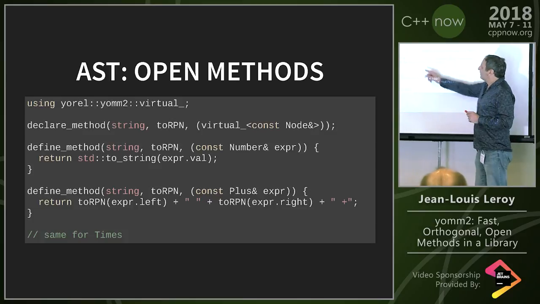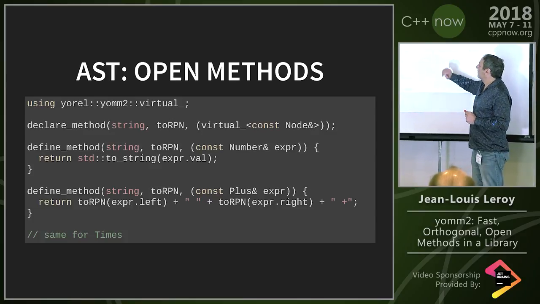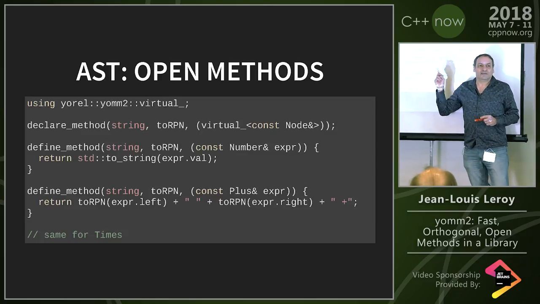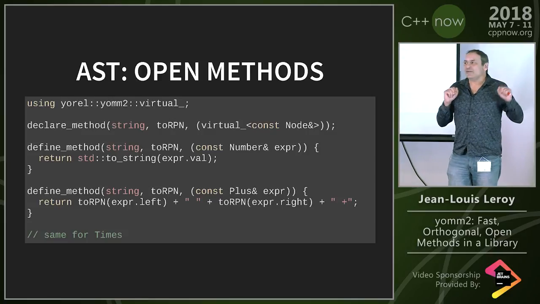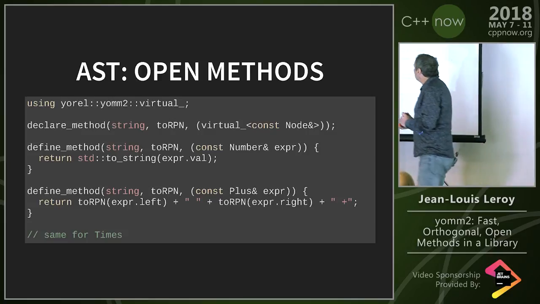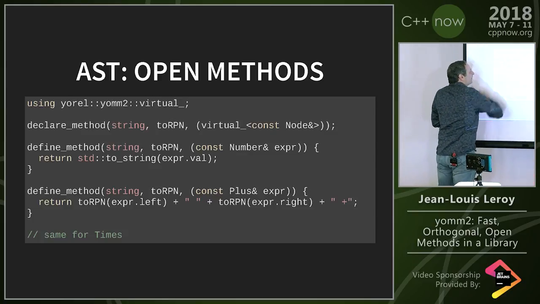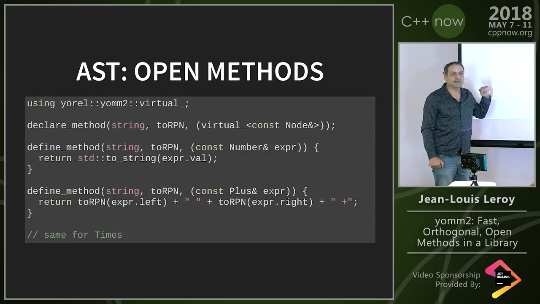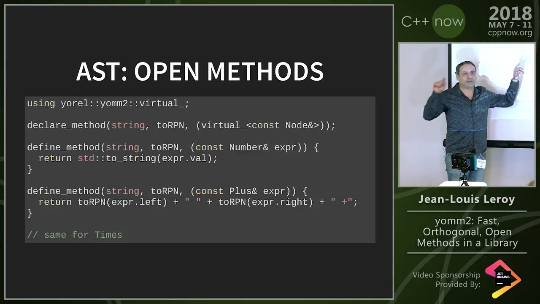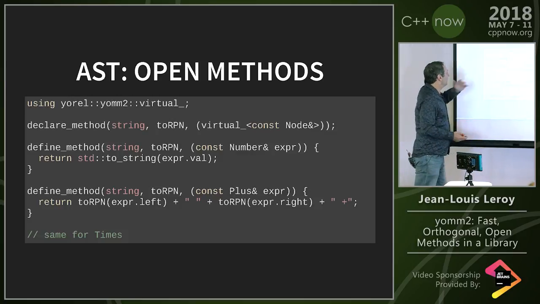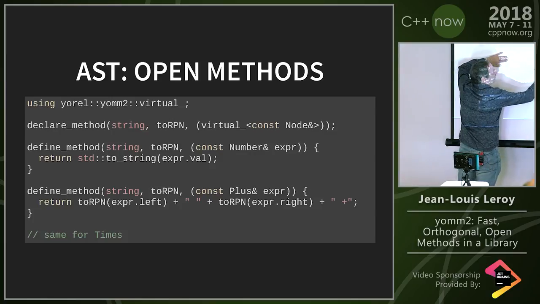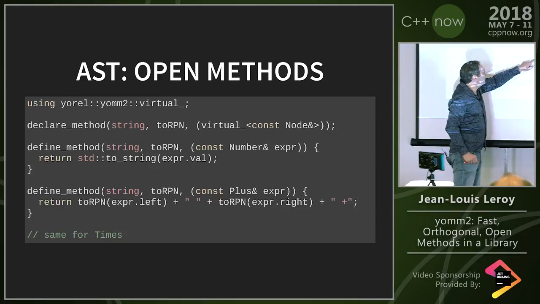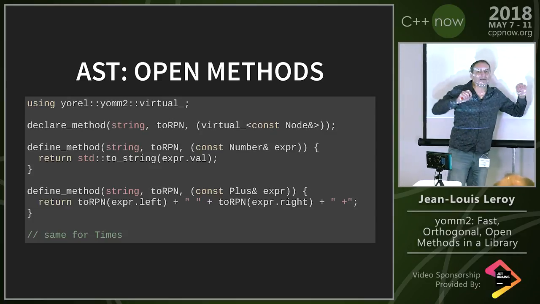You use a using declaration to bring in the name virtual_. You should see it as a keyword. This is how we're going to declare virtual parameters. And here, I say declare_method. Return type string, the name to_rpn. And then the argument list between parentheses. So it's really like a function declaration. If you remove declare_method and the commas, it's exactly the same syntax. And here in the parameter list, I say virtual_<const Node&>.